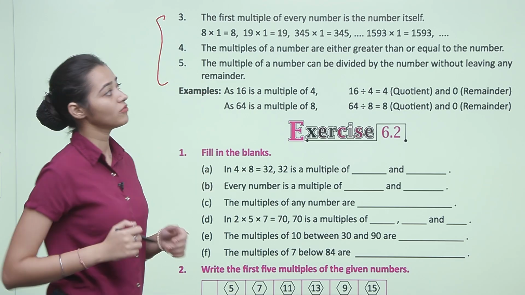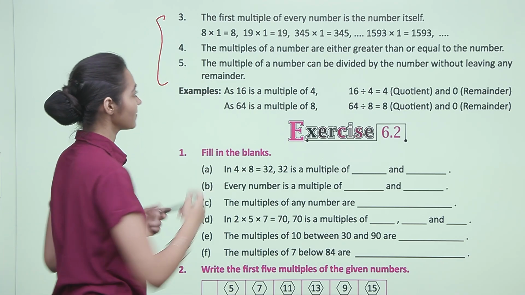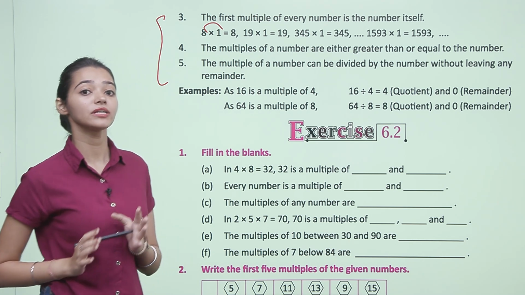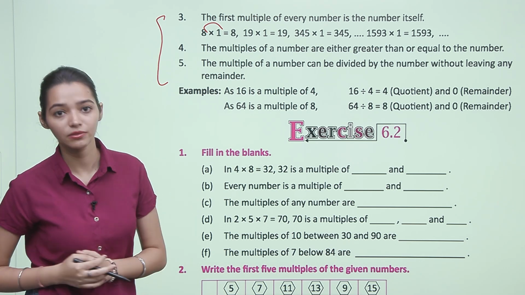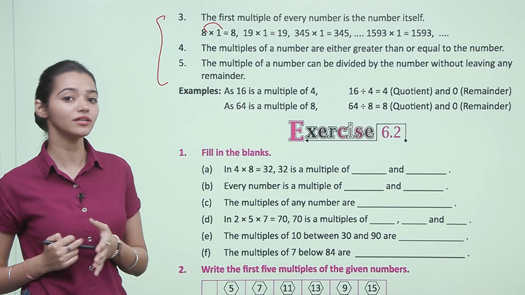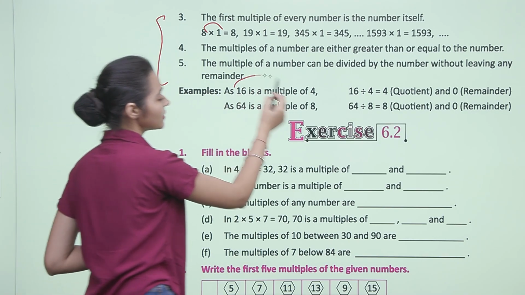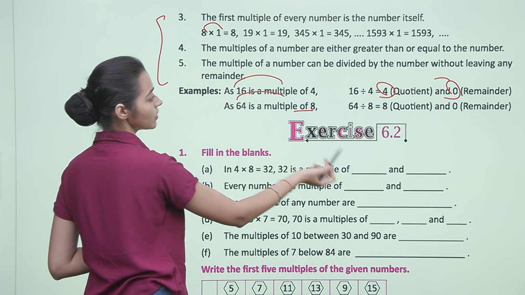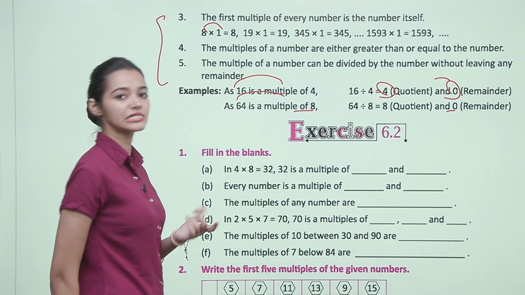Now the first multiple of every number is the number itself, as when we multiply the number by 1 we get the number itself. The multiples of a number are either greater than or equal to the number, and a multiple of a number can be divided by the number without leaving a remainder. For example, 16 is a multiple of 4, so the remainder is always 0. 64 is a multiple of 8, that means the remainder is 0.